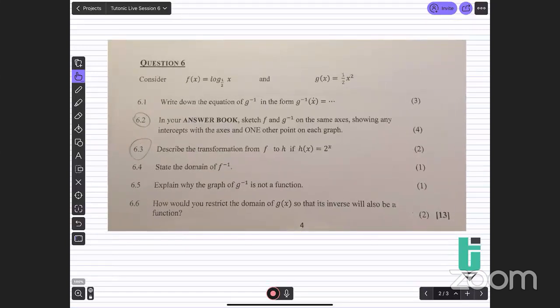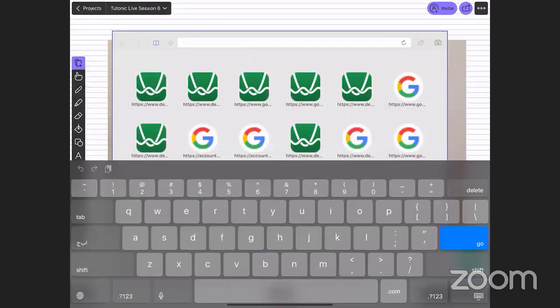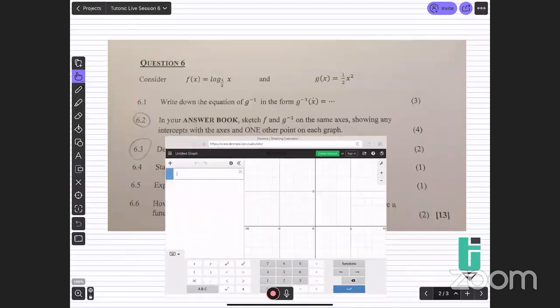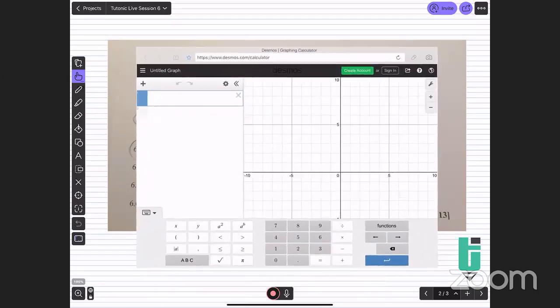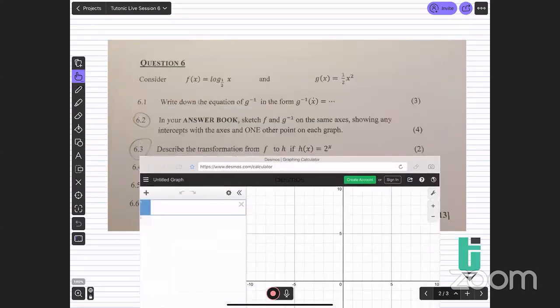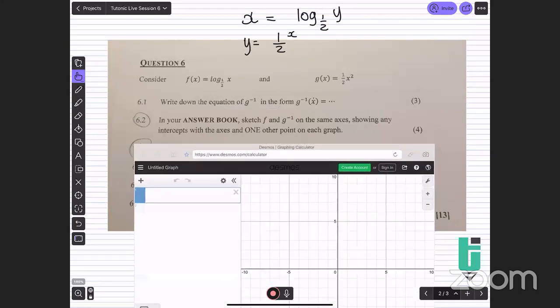Okay. So, Amaro, do you want to maybe talk to me about how you approach this question? So I start with the first question, and because they want the inverse of that, I swap in the y's and made y the subject of the formula, right? Yeah. So you became x equals log y over half. So therefore, y is equal to a half to the power of x. And you know how that graph looks?